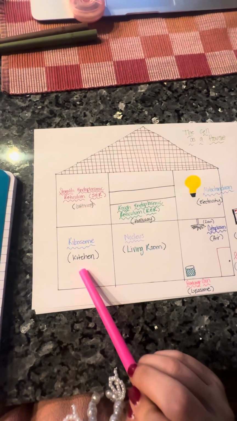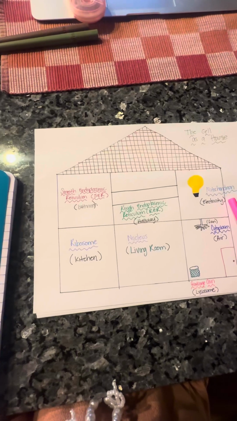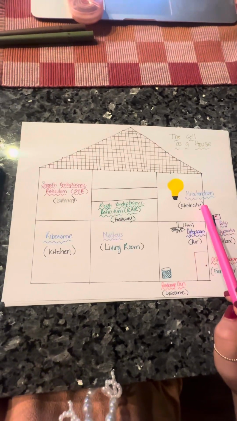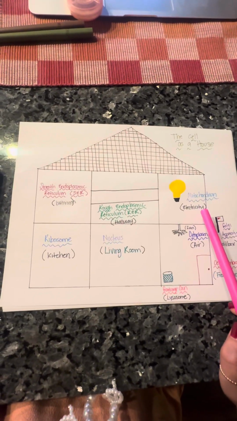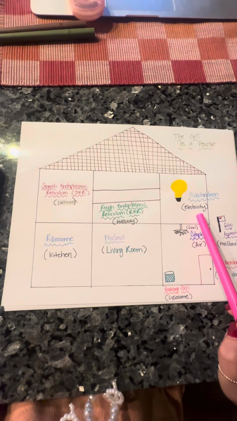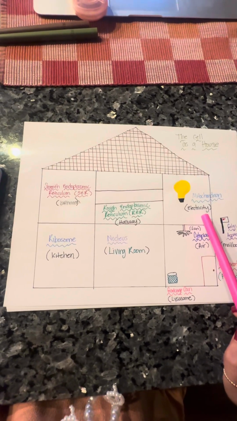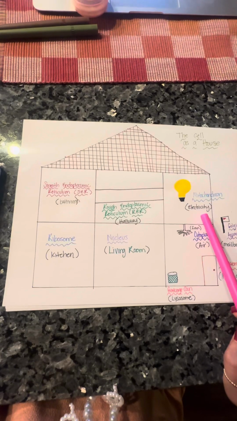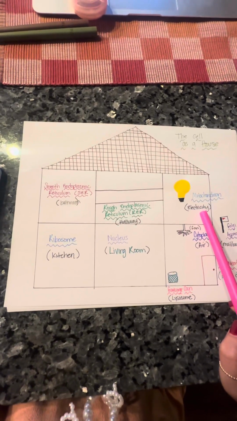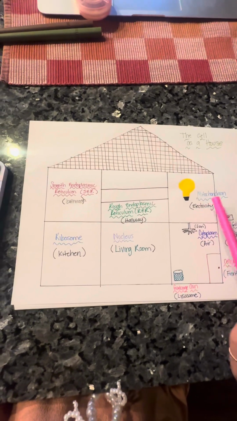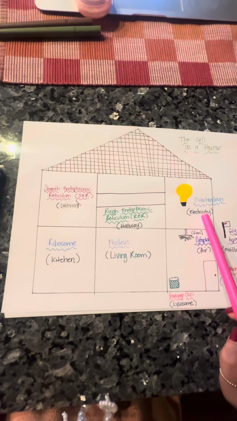And then the next part would be the mitochondrion, which is the power generator of the cell. And this would compare to electricity, or the power generator, as the electricity is what's used to power a house and all the functions that take place in the house.